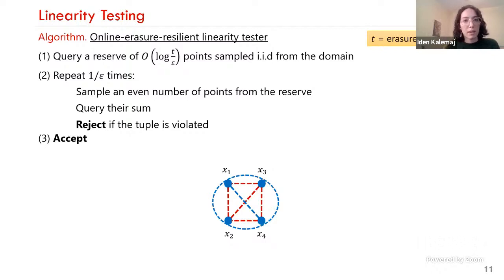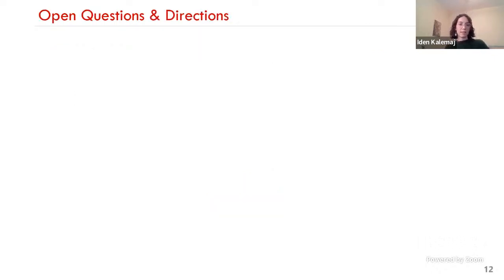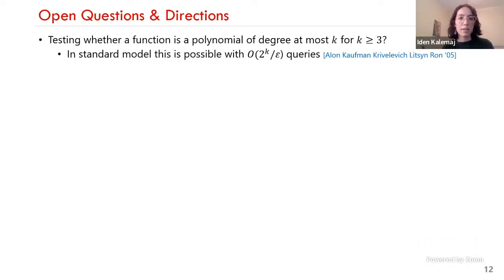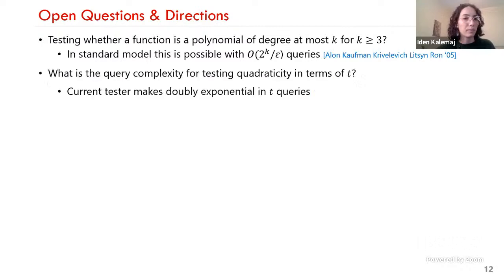Okay, so that describes our results on linearity testing. I'll conclude with some open questions. As I said, in this model, we can test whether a function is a polynomial of degree at most 1 and a polynomial of degree at most 2, which is linearity and quadraticity. But is it possible to test in our model whether a function is a polynomial of degree at most k for any k greater than 2? In the standard model, this is possible very efficiently with 2 to the k over epsilon queries by a result of Alon et al.